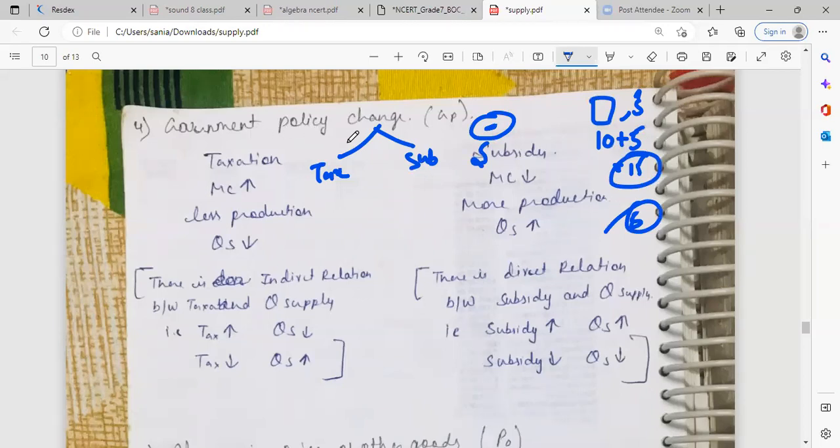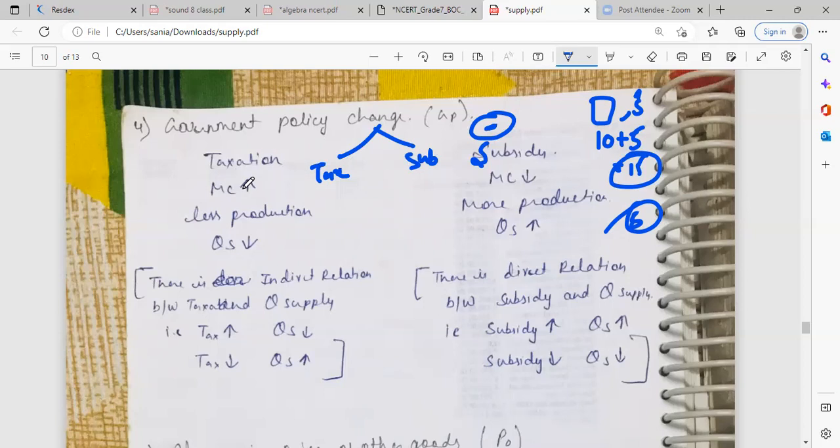So government can either put tax or do the subsidy part. When there is taxation, marginal cost increases, less production is there and quantity supply falls. And coming to subsidies, marginal cost falls, more production is there and quantity supply increases. Clear? So there is an indirect relationship between taxation and quantity supply, and a direct relationship between subsidy and quantity supply. Remember one very important thing.